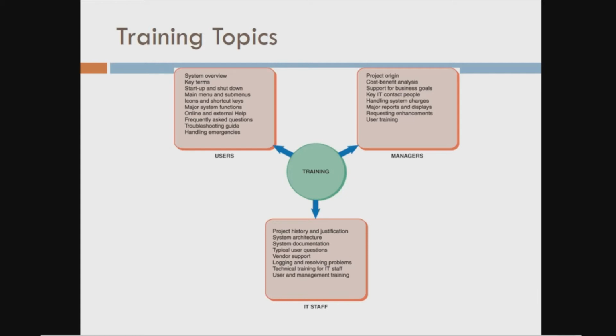And then the key IT contact person who is in charge. If there is a problem or a question, they should know who the responsible person is. Also handling system changes, major reports and displays, requesting enhancements, and user training. For the IT staff: project history and justification, system architecture, system documentation, typical user questions, logging, resolving problems, technical training for the IT staff, and user and management training.